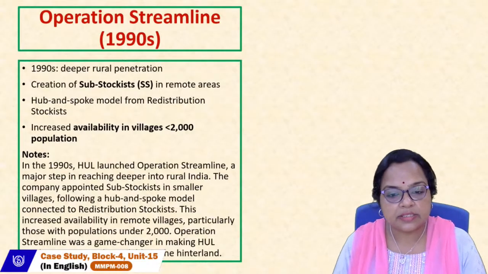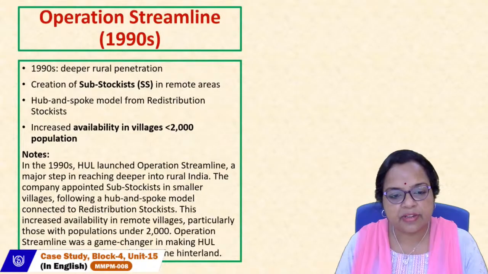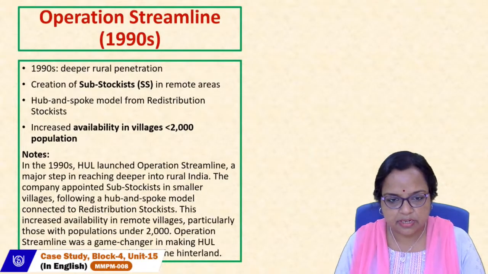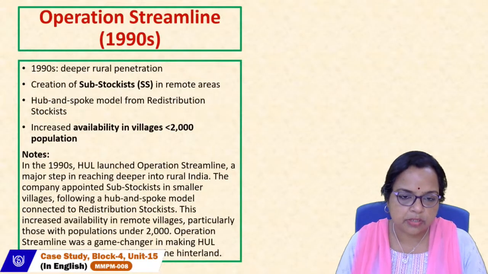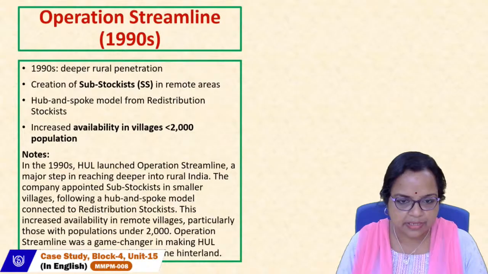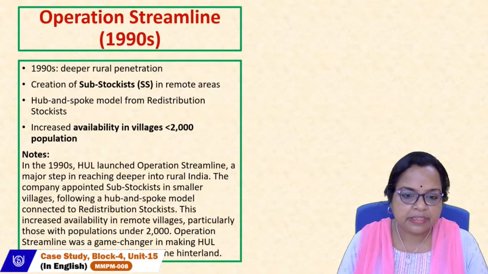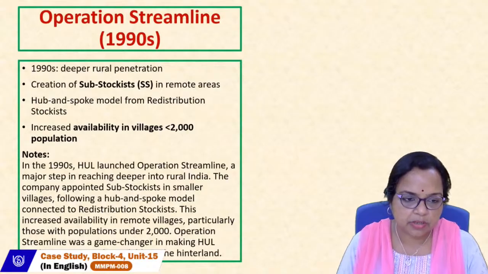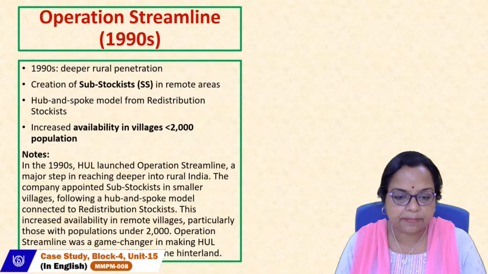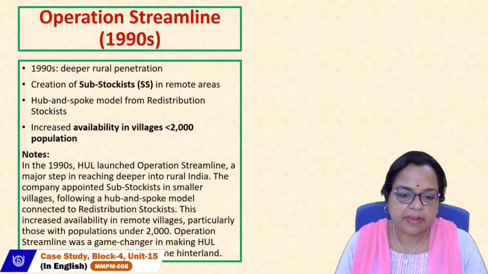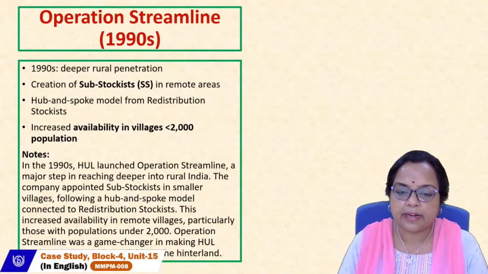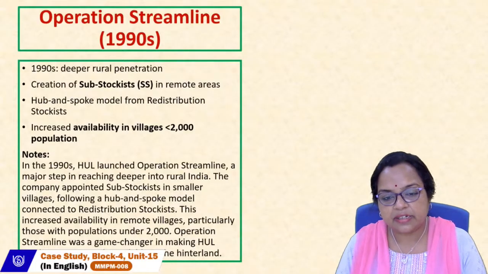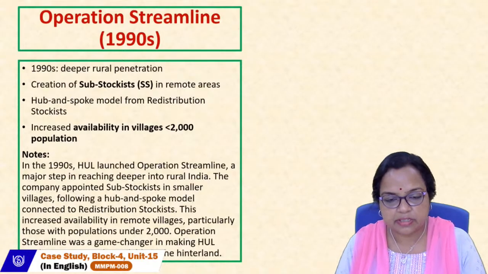Understand the strategy of the company. Even if the village has a population of less than 2000, they introduced the sub-stockist who has the products of HUL and sells to this village. That means their distribution channel is reaching each and every customer's home or doorstep. Operation Streamline was a game changer in making HUL products consistently available in the hinterland.